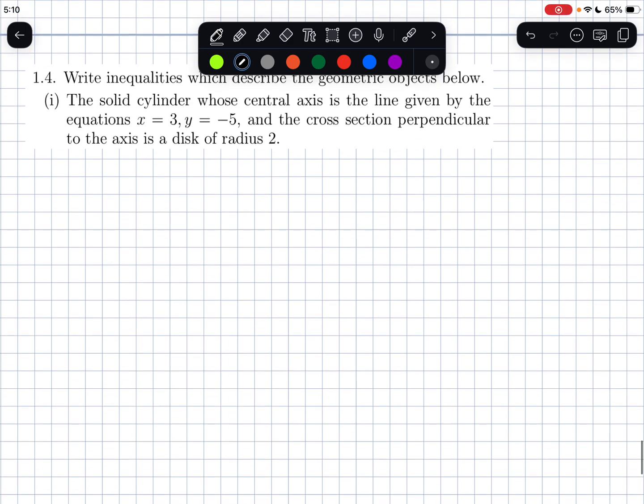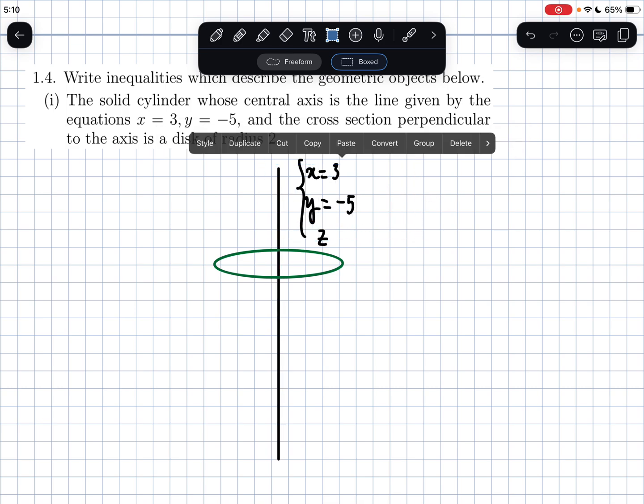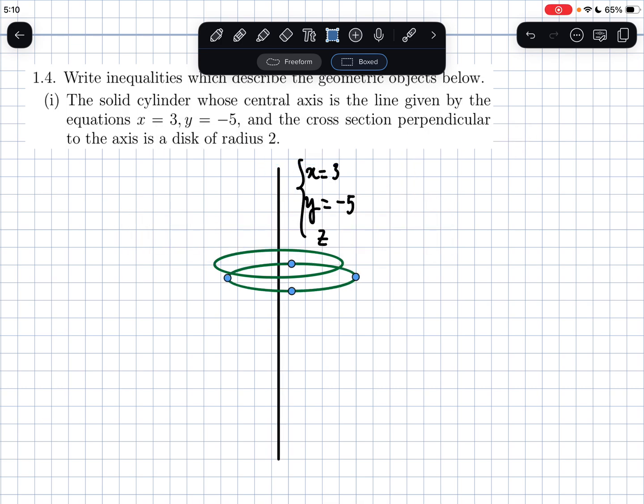So we have a cylinder. The central axis is this one, x equal to 3, y equal to -5, and z can be anything. Z can be any number, arbitrarily. The cylinder would look like this, and this is the central axis, and we have an infinite cylinder.